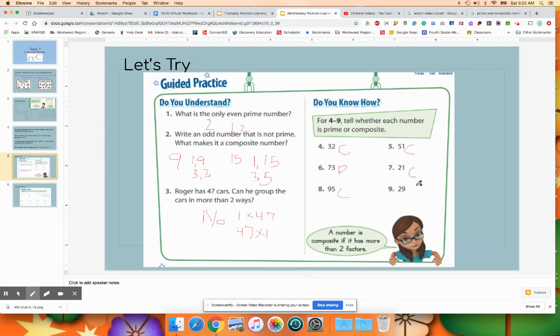And 29, I know my multiplication facts. It's odd, so it can't have 2. I know 27 is 9 times 3. I know 4 times 7 is 28, so this is prime. Okay? Let's try a couple more.